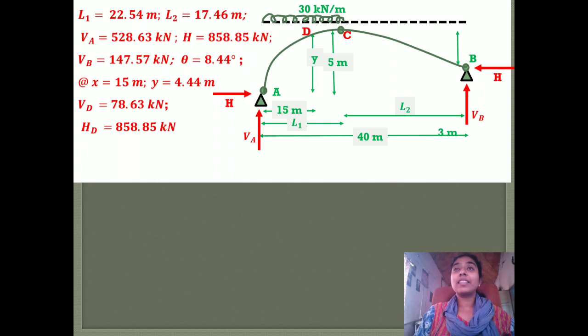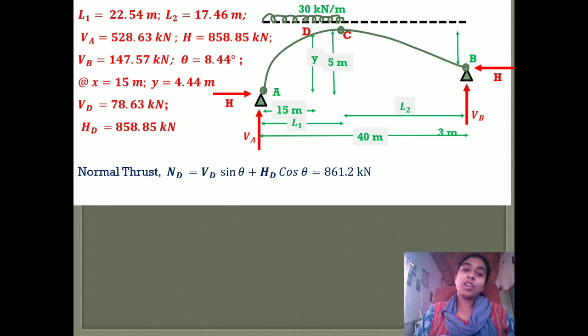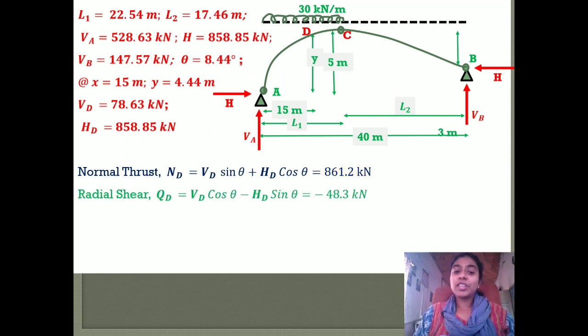So these are the things we have found: L1, L2, VA, H, VB, theta. Then at x is equal to 15 meter, y is equal to 4.44 meter, VD and HD. Now substituting, normal thrust ND is equal to 861.2 kilonewton, and the radial shear QD is equal to minus 48.3 kilonewton.